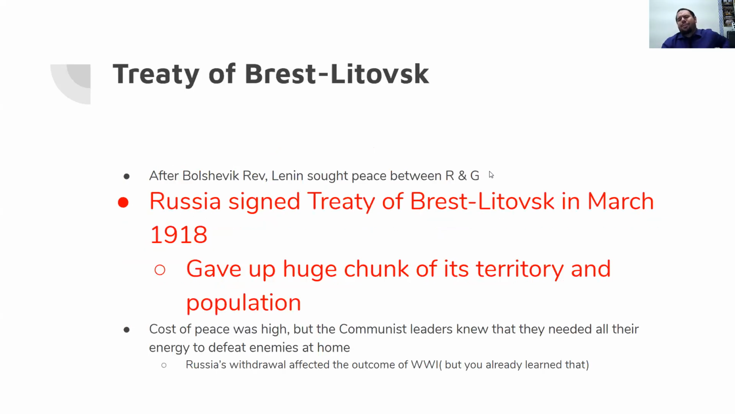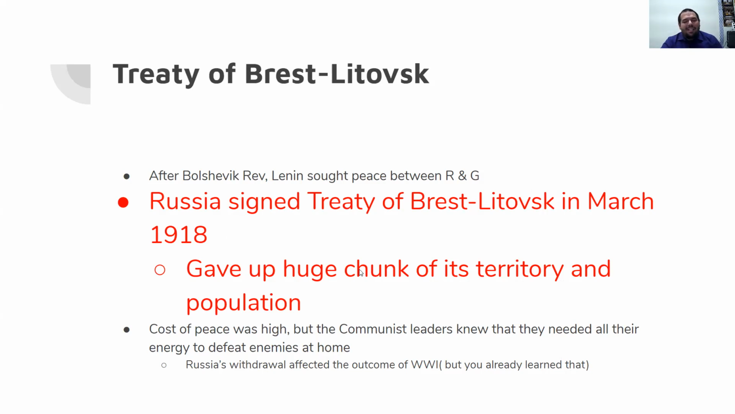Wow. So the Treaty of Brest-Litovsk. After the Bolshevik Revolution, Lenin sought peace between Russia and Germany. That was probably one of the agreements why Lenin was sent back to Russia: once you take over, let's make a peace agreement. And yeah, so he's no dummy. Russia signed the Treaty of Brest-Litovsk in March 1918, and as we learned, it gave up a huge chunk of its territory and population in Eastern Europe.